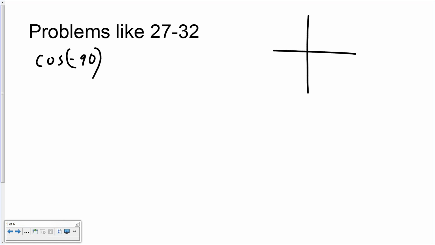Looking in your book, I'm checking problems like 27 through 32. Let's take a look at a problem like 32 that says negative 90. And let's say, what is the cosine of negative 90? Let's just identify this one little part of it. First thing I'm going to do is draw it. I'm going to be very clear on the drawing. And this is going to be a point, which is like 0, negative 1.